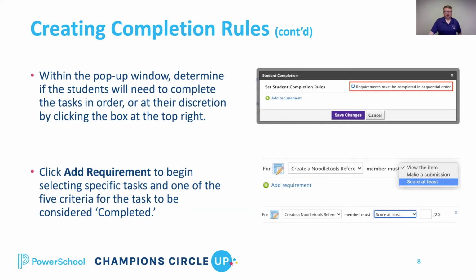Once that's done, you're going to click add requirement next to the green plus button, and then select the assignments one at a time, and set the specific criteria. There are 5 different criteria you can select. Select one of the 5 criteria for that task. In the example there on the right, they needed to create a Noodle Tools reference sheet. I wanted them to score a specific grade, so I set score at least, and then another window pops up. Out of that 20-point assignment, I set a value that they have to score before they're allowed to move on.